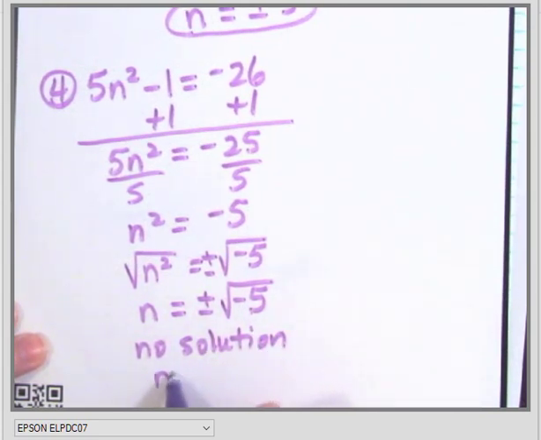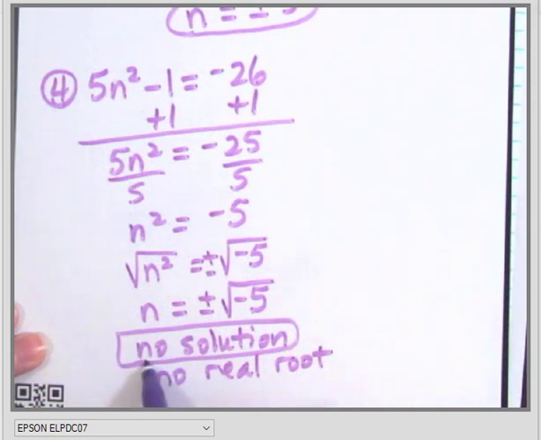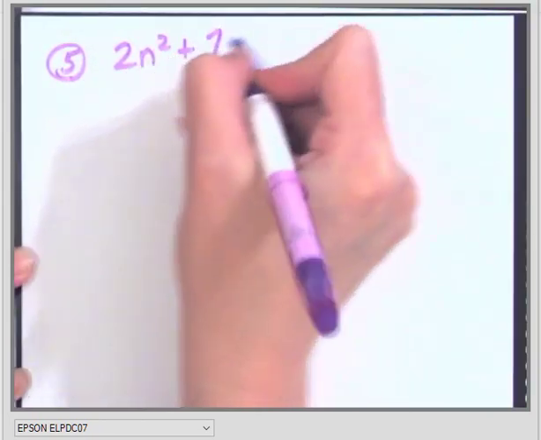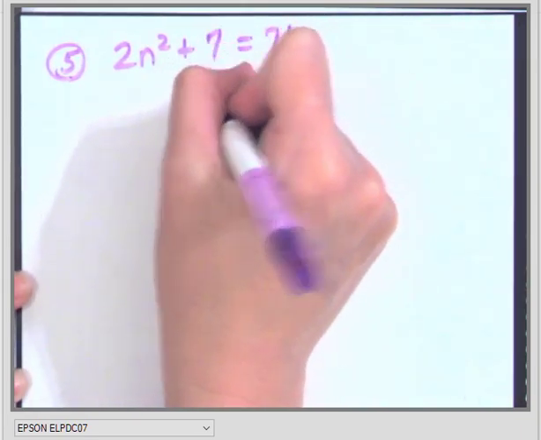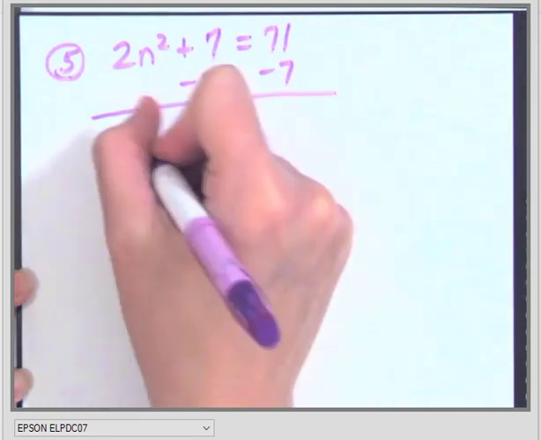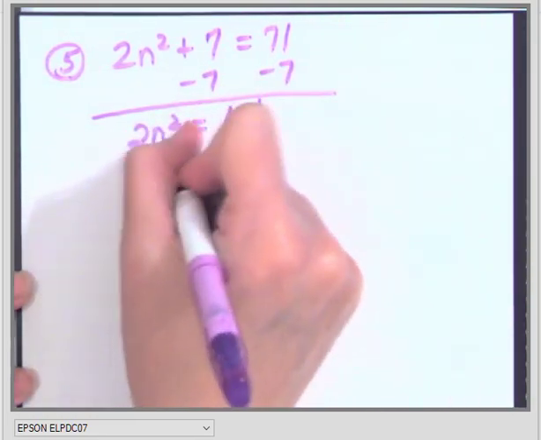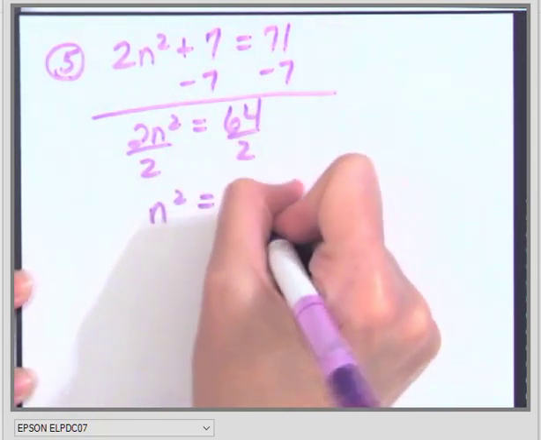You might also see no real root. Either one is correct. Say we have 2n squared plus 7 is equal to 71. So we'll undo our addition, we'll subtract 7, and that will be 2n squared is equal to 64. We'll divide both sides by 2. That'll be n squared is equal to 32.